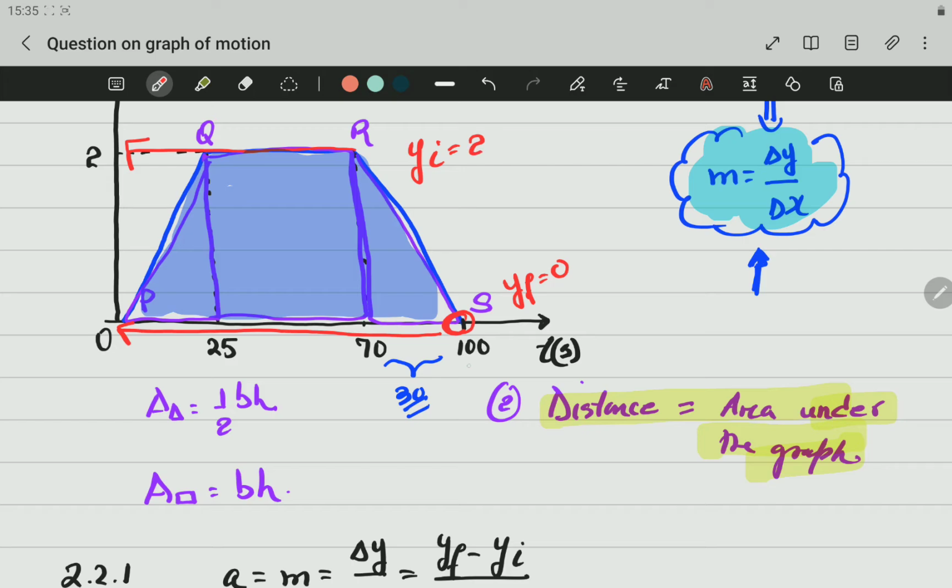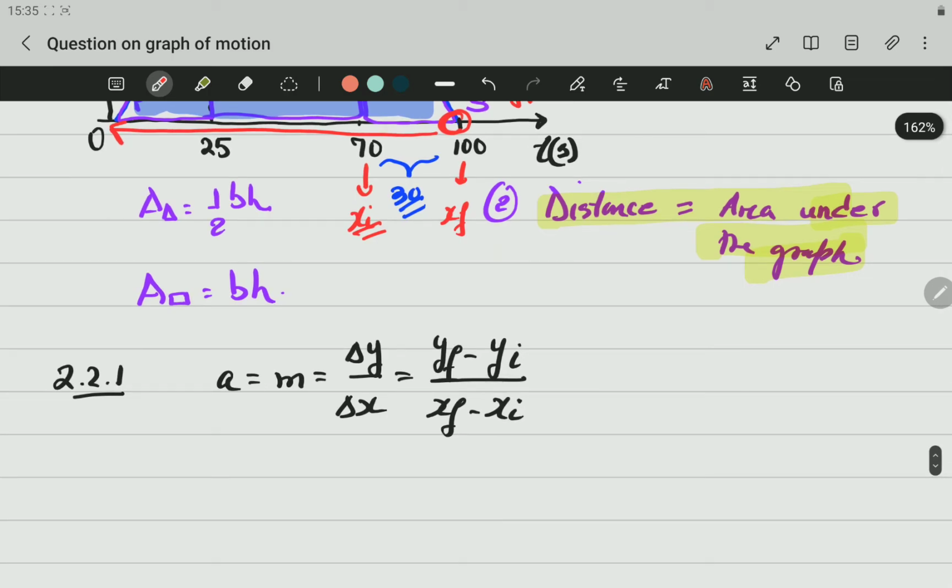Now with the x, the final x will be 100. The initial x will be 70. Alright, so if you substitute that one here in the formula of gradient, we have now that final y is 0 minus initial y, which is 2, divided by 100 minus 70. That is a very simple calculation, and the answer is going to be a negative 0.07 meters per second squared.